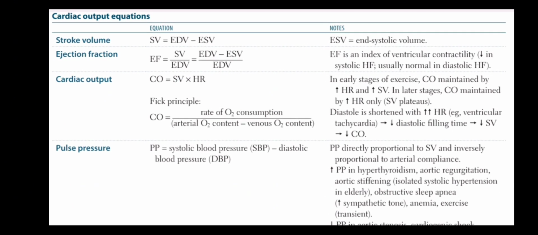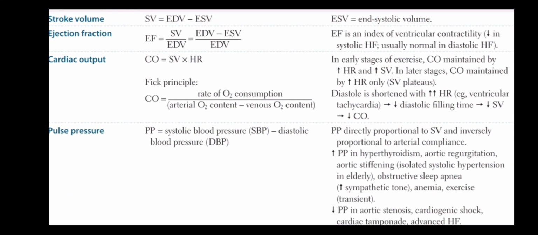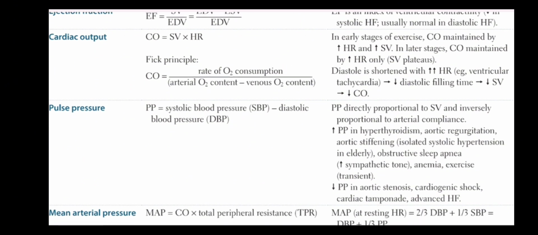Then we have some formulae. First of all is the stroke volume. We know that stroke volume is the amount of blood that is pumped out of the heart. So it is calculated through end diastolic volume minus end systolic volume. That is the amount of blood present at the end of diastole minus the amount of blood present at the end of systole, which gives us an approximate of stroke volume, about 80 ml per beat. Then we have ejection fraction. Ejection fraction is the percentage of the blood that is pumped out of the heart. It is obtained by dividing the stroke volume by the end diastolic volume.